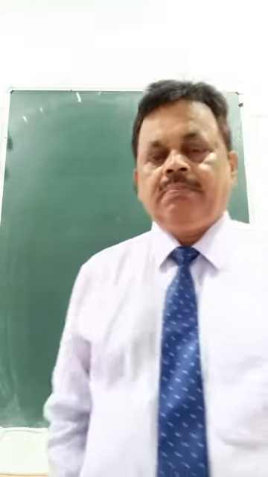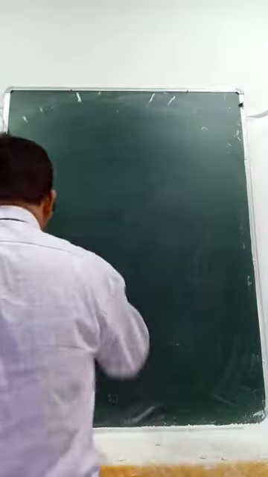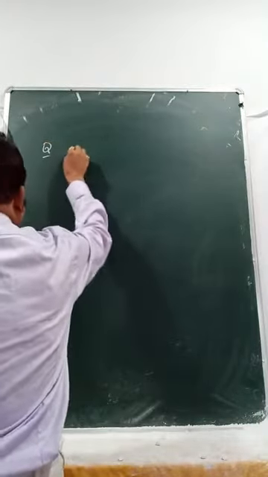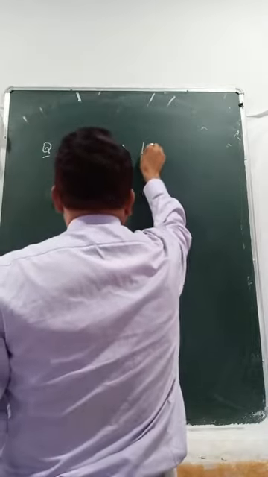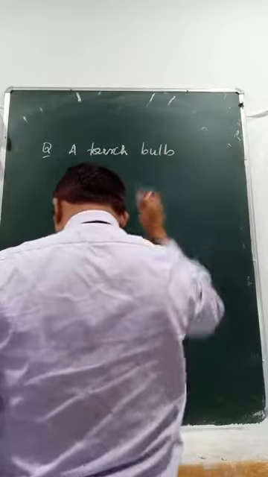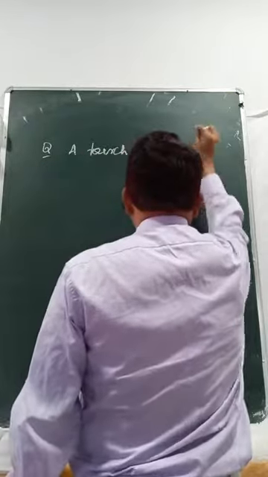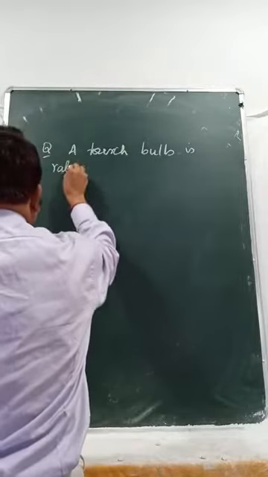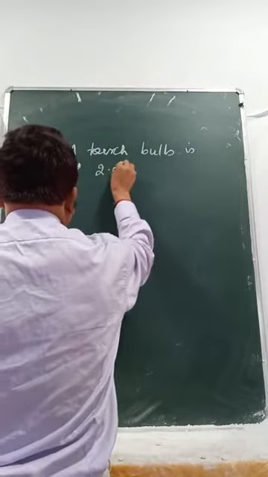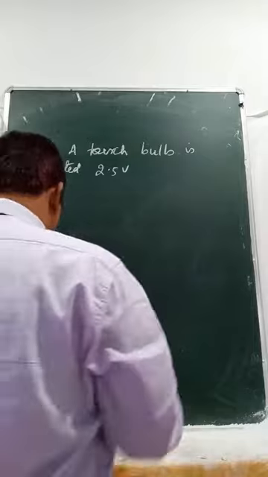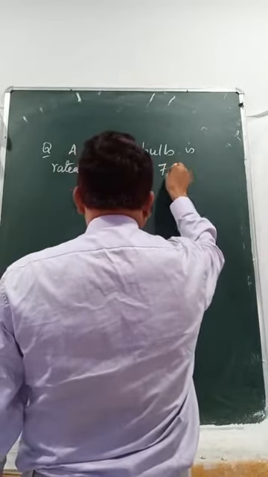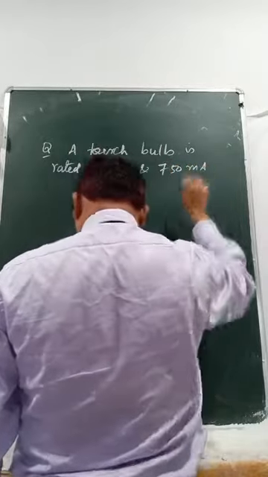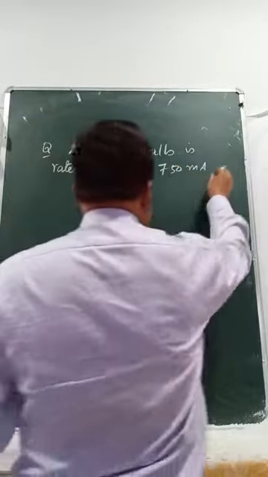So we'll continue power and energy problems again. See a question. A torch bulb is rated 2.5 volt and 750 milliampere. Calculate its power.